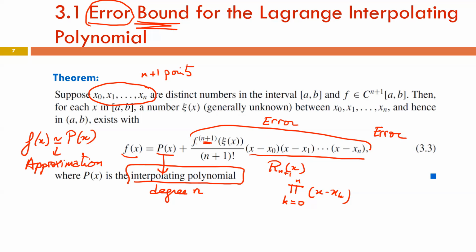All multiplied by the derivative of order n plus 1 of f at a given unknown point, divided by n plus 1 factorial. It's quite similar to Taylor, it looks like the error for Taylor polynomials.